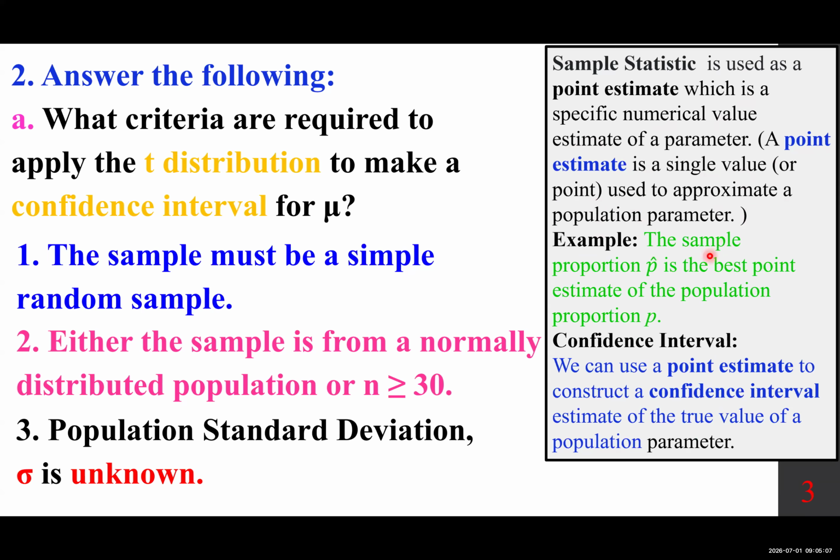Example, the sample proportion p hat is the best point estimate of the population proportion p. Confidence interval. We can use a point estimate to construct a confidence interval estimate of the true value of a population parameter. That means we start with p hat and we make up an interval by going to the left and right of it using that margin of error, and every piece of formula is given to us.